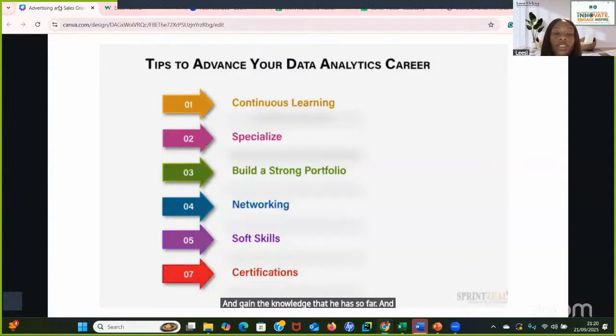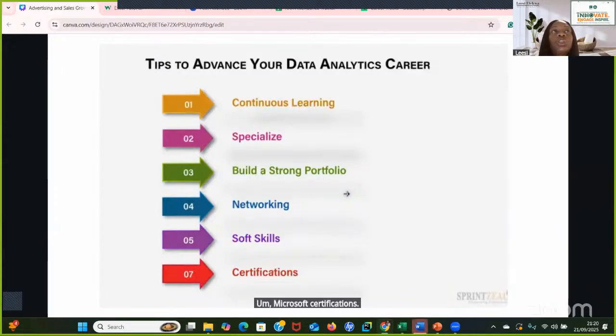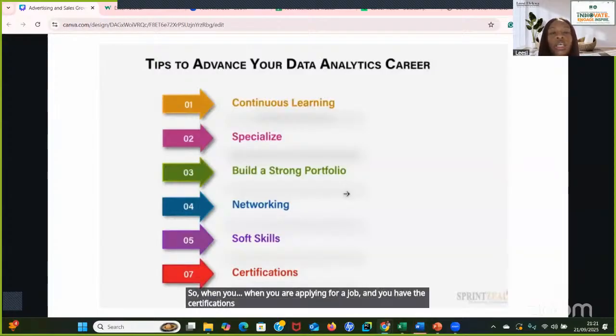And soft skills and certifications: some of the certifications you can take are Microsoft certifications. There are certifications in data on Amazon. There are certifications from Google. There are certifications in Python. So when you are applying for a job and you have these certifications on your CV, it improves your chances.